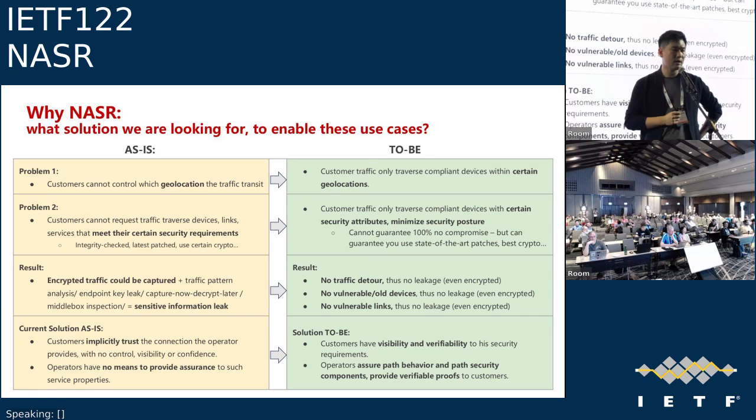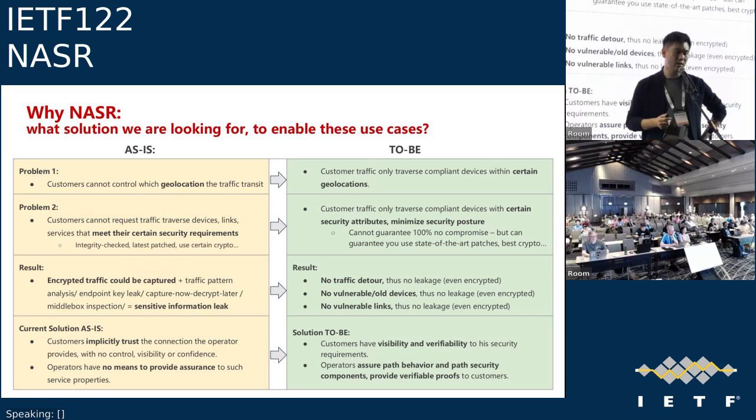So right now, the current status quo is that customers really have to implicitly trust their operators. They have to trust that their traffic is safe, that their traffic is compliant, all the way. So it's just implicit trust. There's no way to verify, or to visualize, all these security properties of the network they are receiving. And the operators also have a headache because there's no means to provide assurance or proof that they are delivering this kind of service.